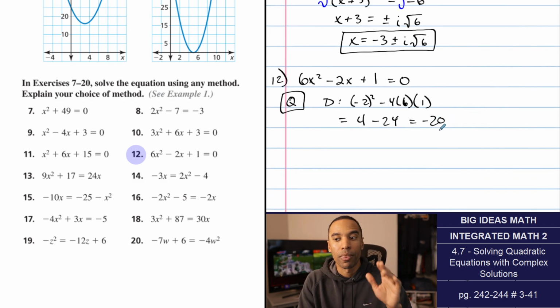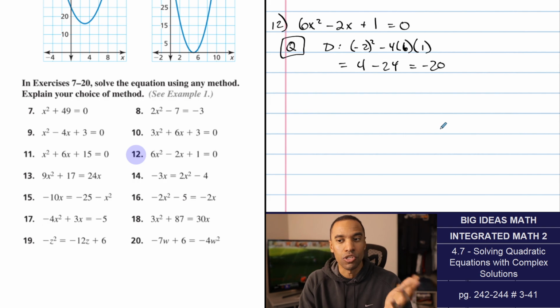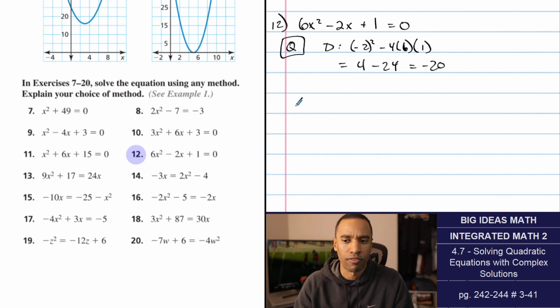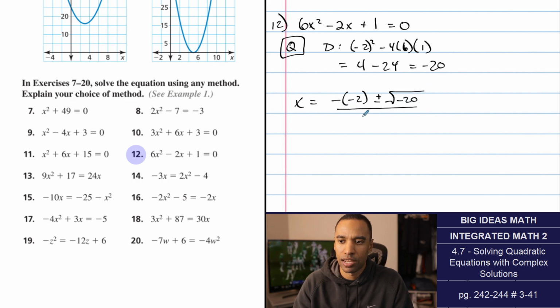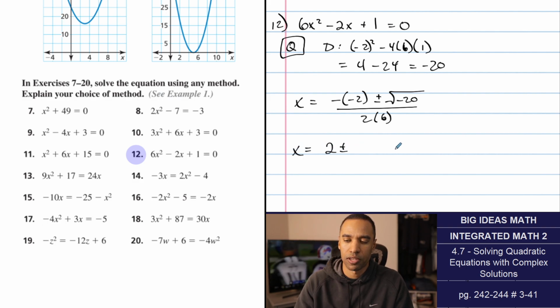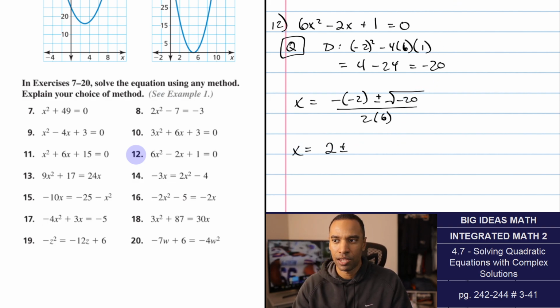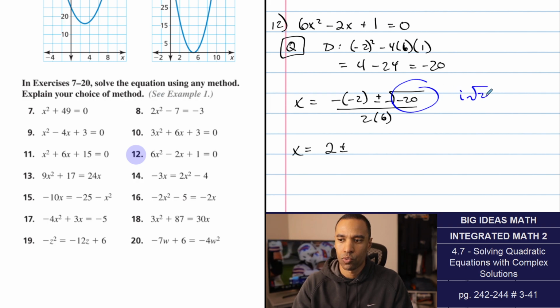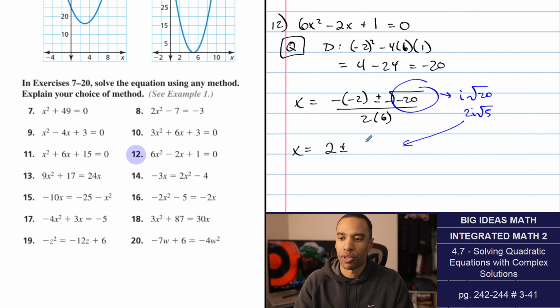But I'm not going to stop. We're not done at this stage, right? We used to just say, all right, no real solutions, we're done. Nope, now we go ahead and finish our solving. X equals negative b plus or minus the square root of b squared minus 4ac all over 2a. Okay, so that becomes 2 plus or minus. Now it's going to be an i, right? This is i root 20, and root 20 is 2 root 5, so it becomes 2i root 5. That's what's going to go here. So plus or minus 2i root 5 all over.